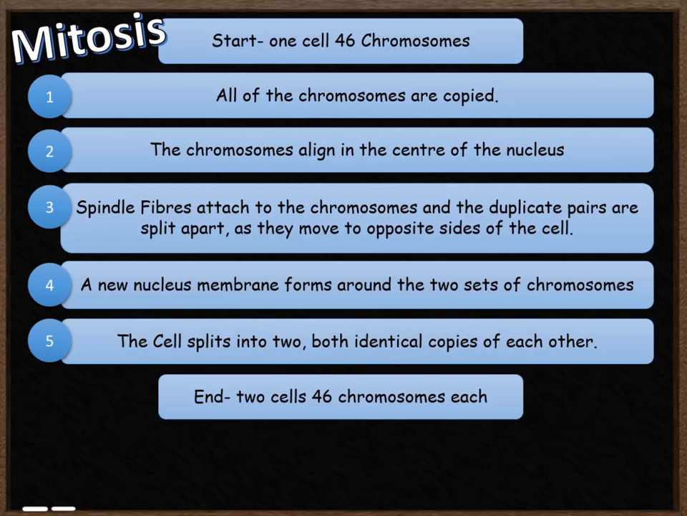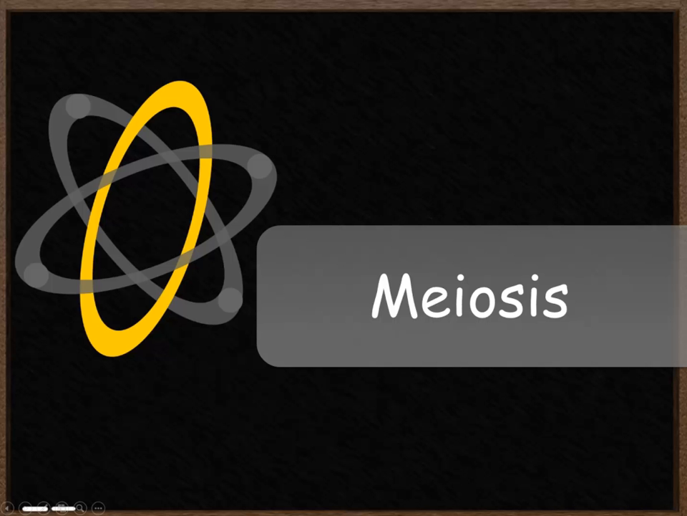Both identical copies of each other, and we then finish with our two daughter cells containing 23 pairs or 46 chromosomes each. We're now going to have a look at the second process of meiosis. This is very similar to mitosis, but it has a slightly different outcome. It's there for a slightly different reason.